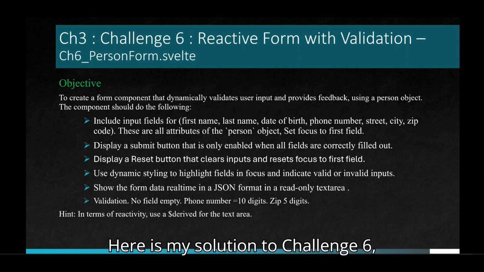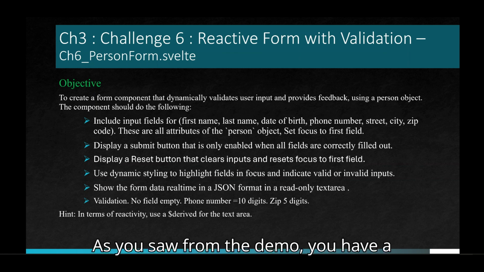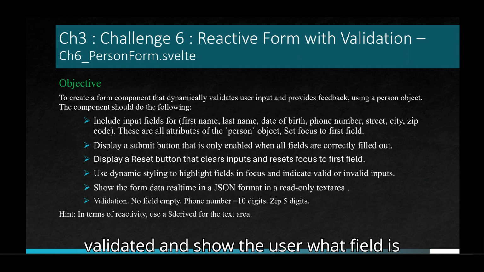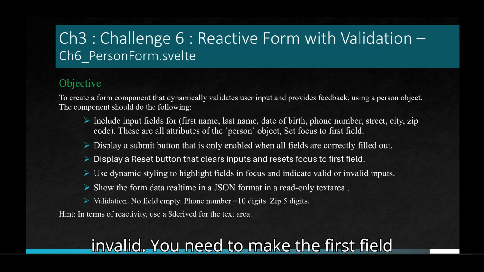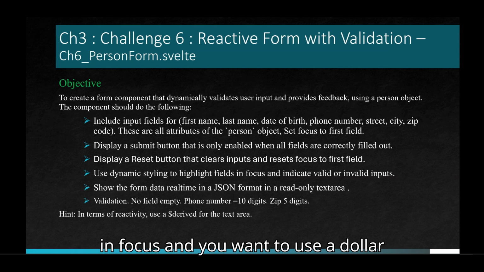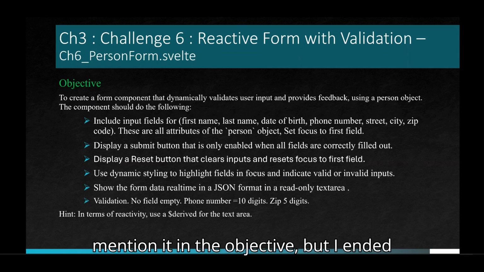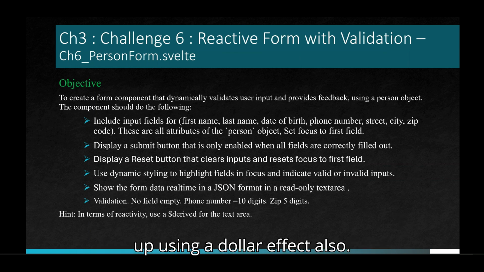Here is my solution to Challenge 6, Chapter 3, Form Validation. As you saw from the demo, you have a series of fields that you want to be validated and show the user what field is in focus and if the field content is invalid. You need to make the first field in focus and you want to use a $derived for the text area. Now I didn't mention it in the objective, but I ended up using a $effect also. Let's take a look at the code.